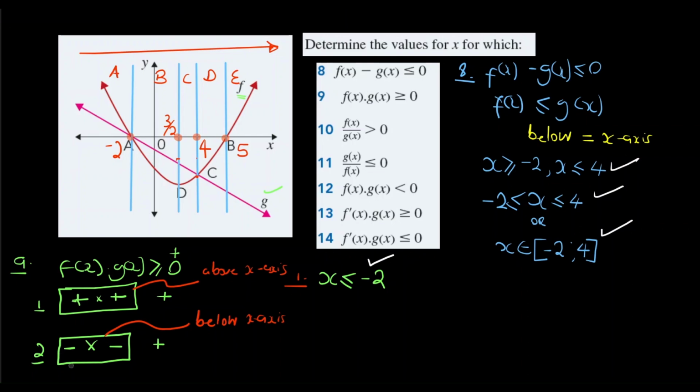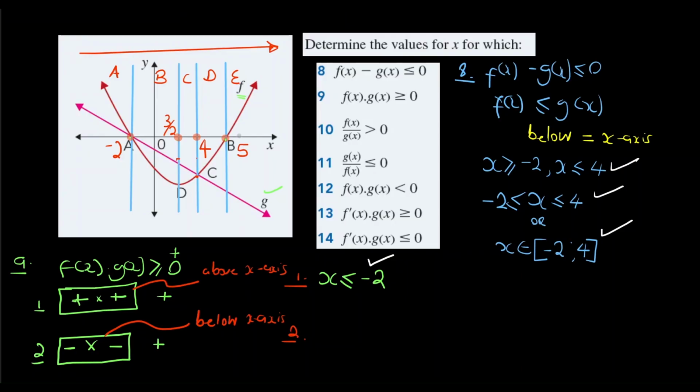But remember, we are not done; there is scenario 2 as well. For scenario 2, where are these graphs both below? We said in area A, they're both above. But in area B, we can see from -2, they are both below. In area C, they're both below. In area D, they are both below. But after area D, the parabola decides to go above. So it's from x is -2 up until x is 5. That's where both graphs are below the x-axis.